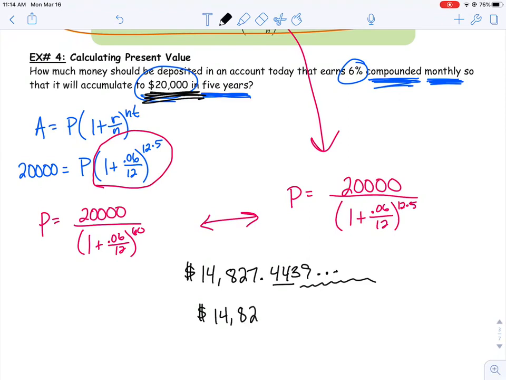So your final answer on this one should be $14,827.45. You need to make sure that you put in 45 cents, $14,827.45 now, in order to make sure that you're going to have $20,000 in 5 years. Okay, make sure that you practice all those different formulas, punching it in your calculator the right way, and make sure you remember when to round.